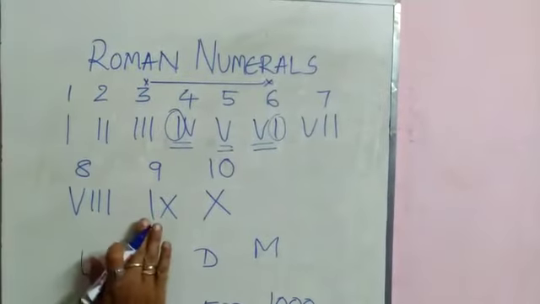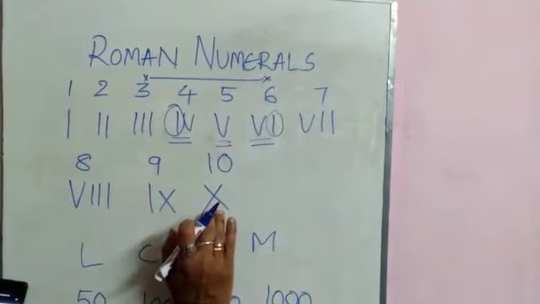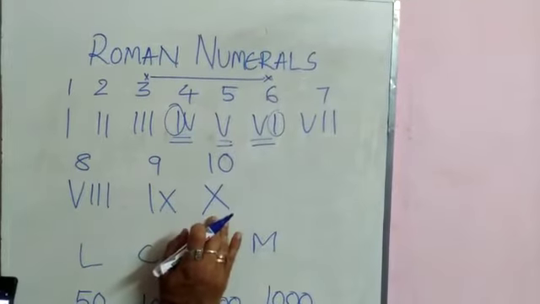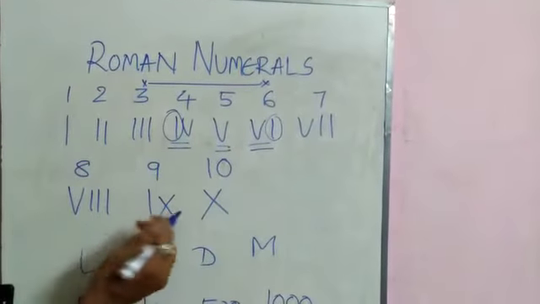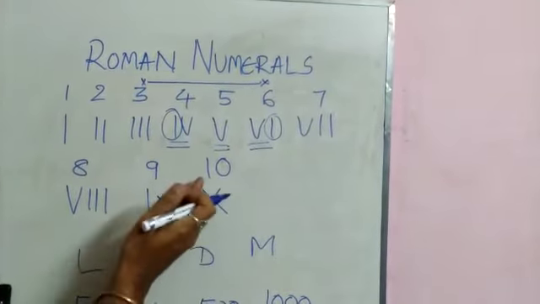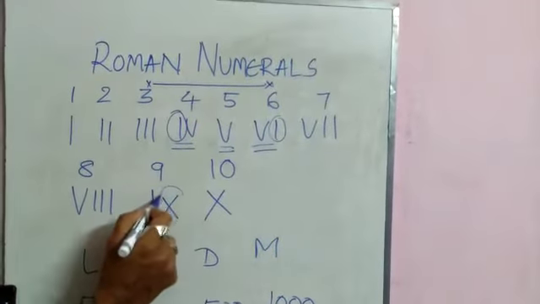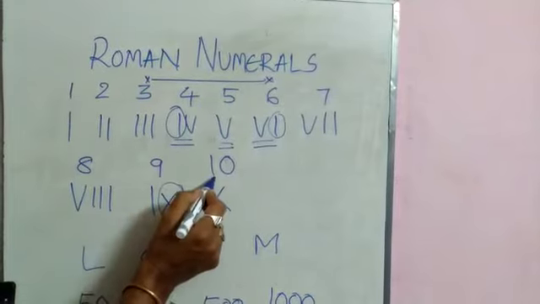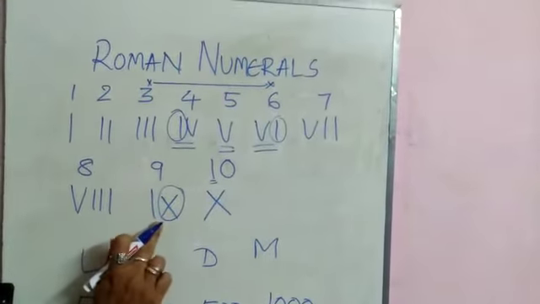Now don't try to understand 9. Let us see 10 first. The 10 symbol is capital X. So what will be 9? 1 less. 1 less means it is before 10. This is 10. Before 10 you have to write 1. 1 less means you just put 1, then that will become 9.